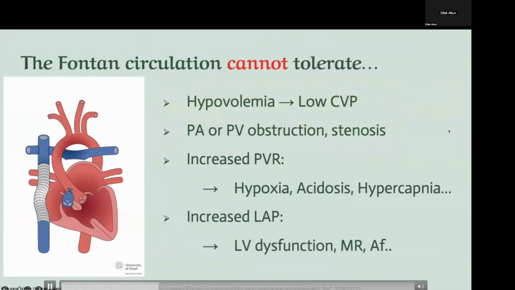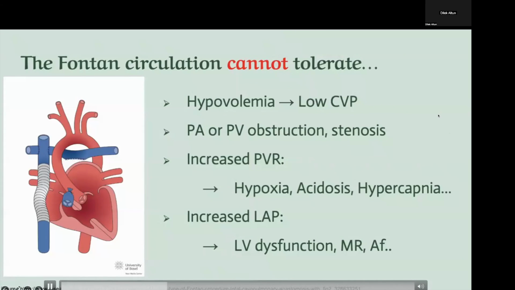Now, let's look at the factors that Fontan circulation cannot tolerate, which are critical when managing these patients in the Cath Lab. First, hypovolemia is a major issue because it leads to low CVP, reducing the pressure gradient between CVP and LAP, which decreases pulmonary blood flow. Fontan patients are highly dependent on maintaining adequate preload, so even small decreases in volume can be detrimental.